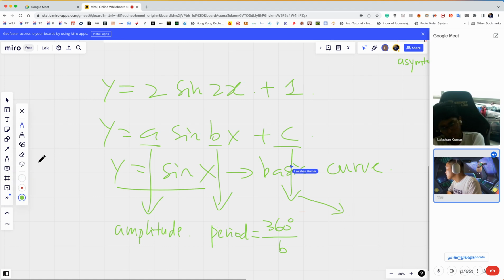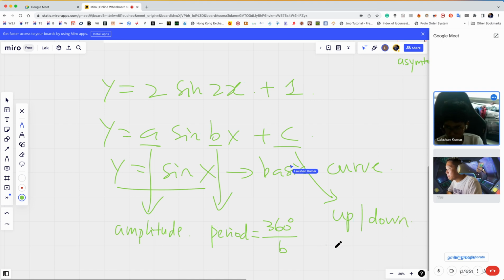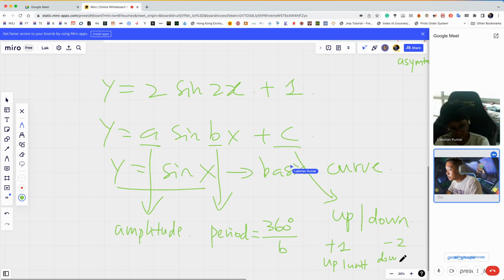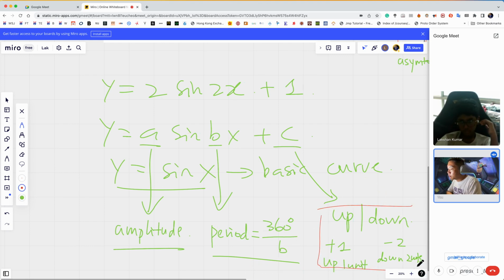So C, I think C is very simple, because we have been talking about C. C is the up-down movement. If you are +1, you go up by 1 unit, to the entire curve. If it's -2, then you go down by 2 units. So I'm talking about the significance or the effect of your amplitude and then period. C will control the up-down movement. B will control the period. Then A will contribute to the amplitude.